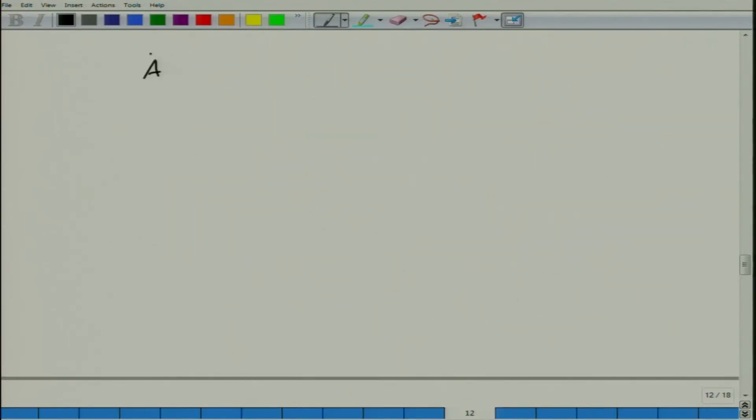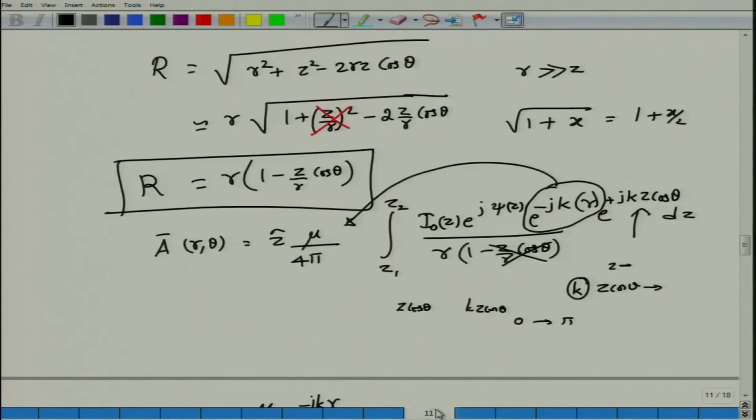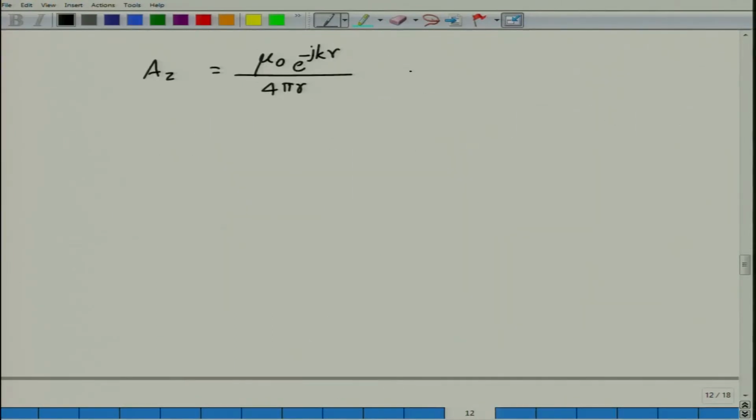So your vector potential A, which will be the z component, will become mu naught e power minus jkr, which I can remove anyway, over 4 pi small r. I can remove this small r also from the integral, because r is not dependent on z, so this will also come out of the integral. Then you have inside the integral z1 to z2, or as I said minus L by 2 to plus L by 2, I0 of z e power j psi of z e to the power j kz cos theta dz.